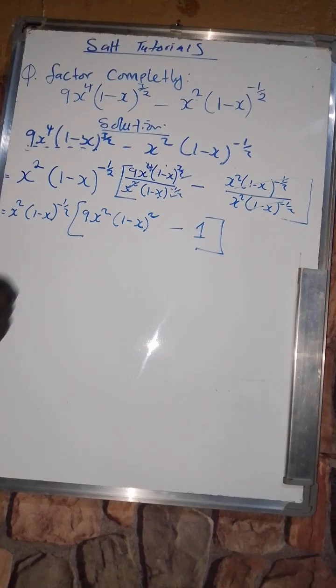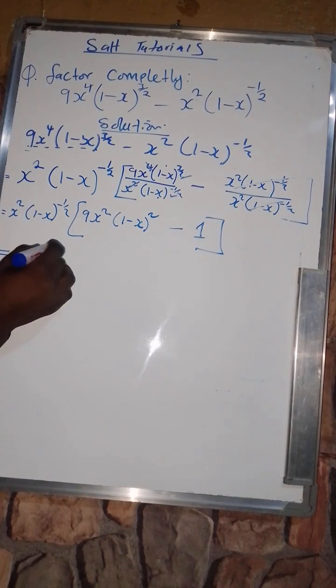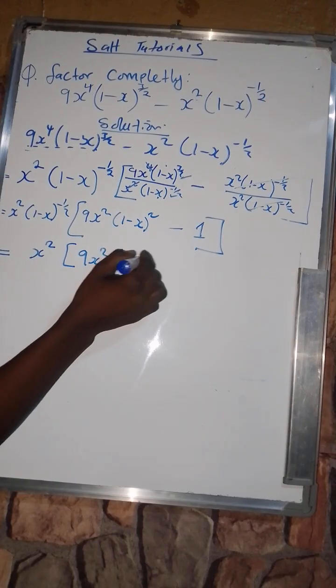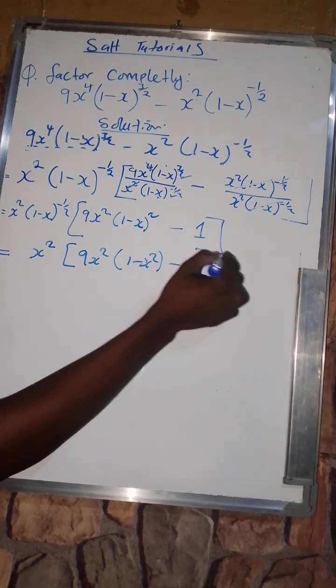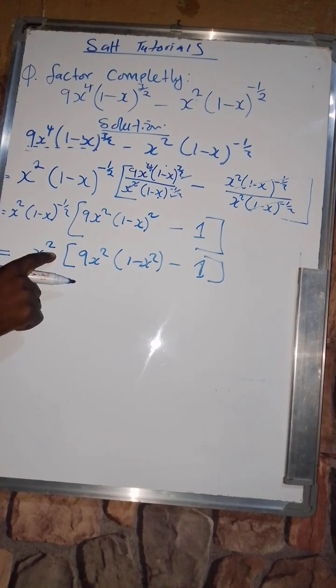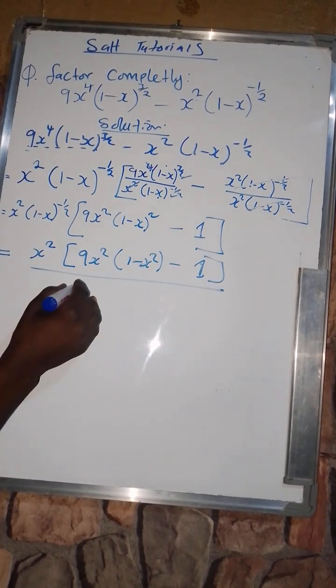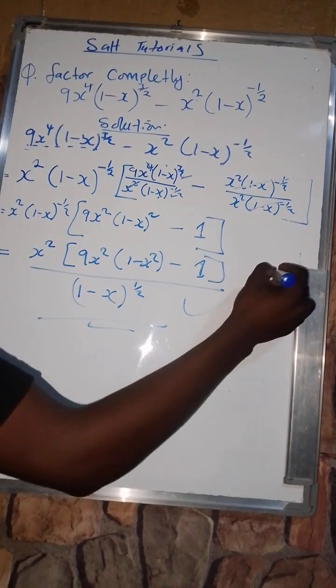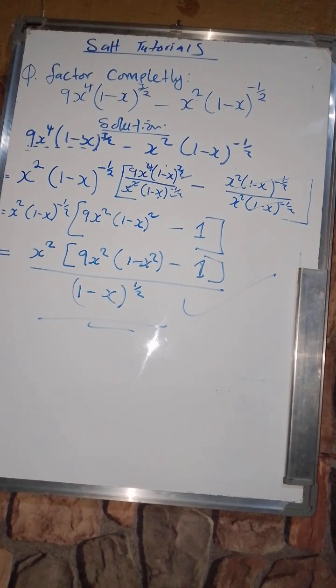So what am I going to do? The final answer can just be written with a positive index by simply saying this is x squared, open bracket, 9x squared, (1 minus x) squared, minus 1. You close. A, which was supposed to be a negative index, will come in the denominator and become a positive index, positive 1 over 2. And this should be your final solution. As simple as that. So we have factored our expression there. We are okay. So we have factored our expression.